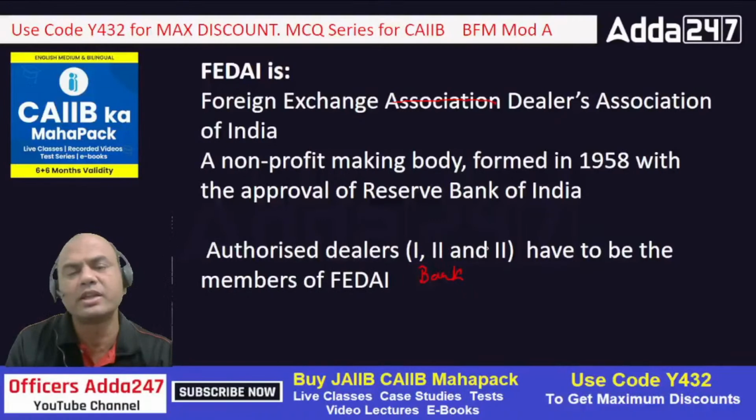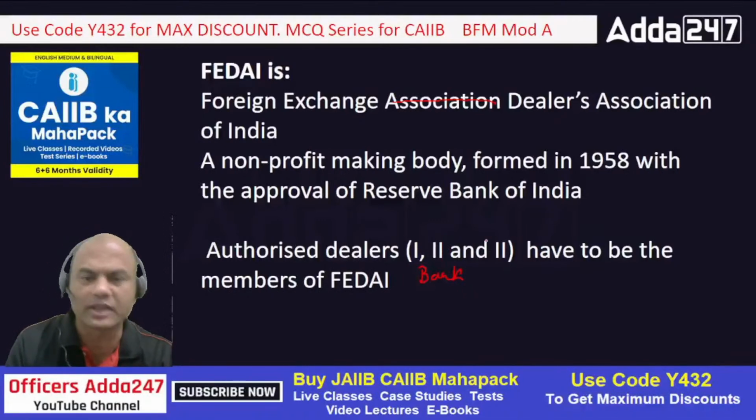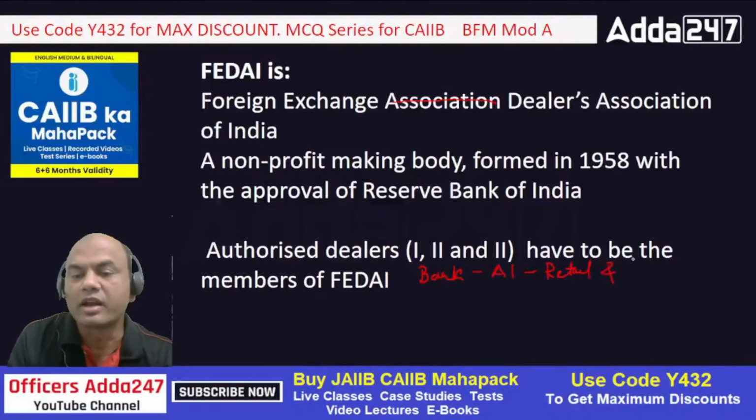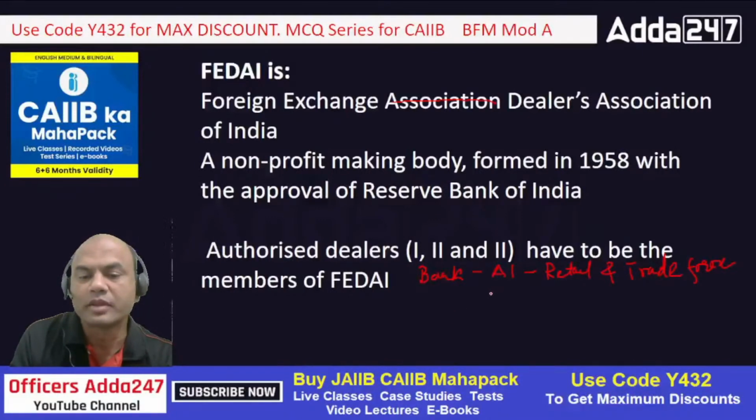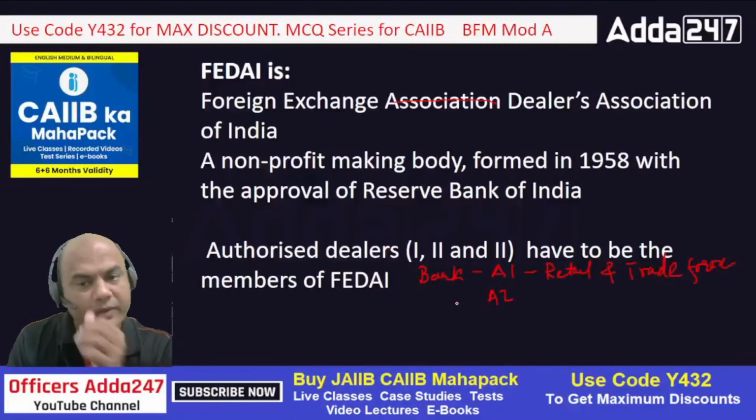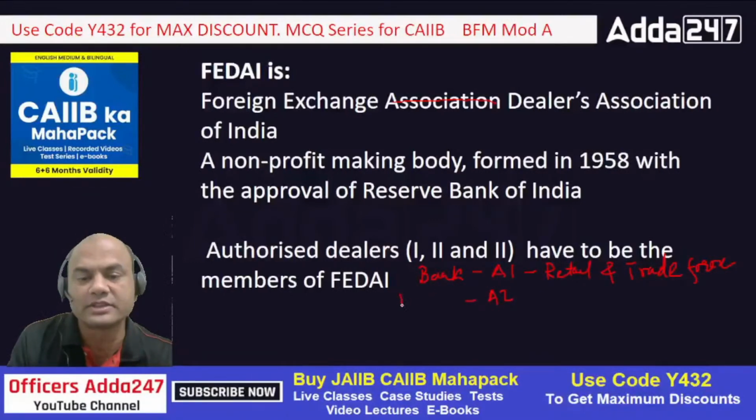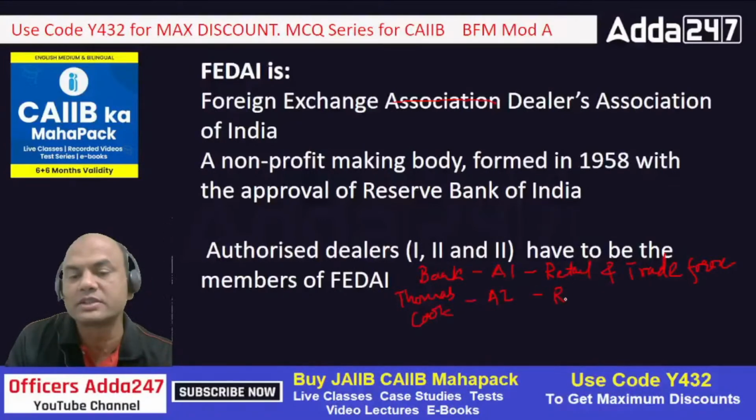What are the functions of AD1, AD2, AD3? Anyone knows? Type fast. AD1 can do what? I'll just give you in brief. Banks are AD1. They can handle retail and trade forex, both. Okay, AD2. AD2 means what? Separate private institutions like Thomas Cook. So it can handle only retail forex. It can't handle trade forex.